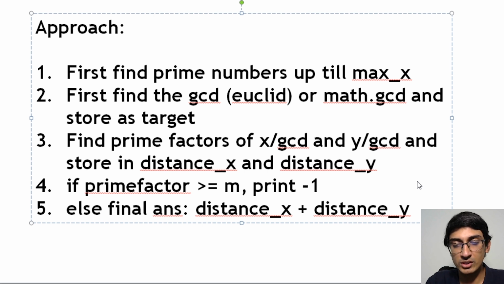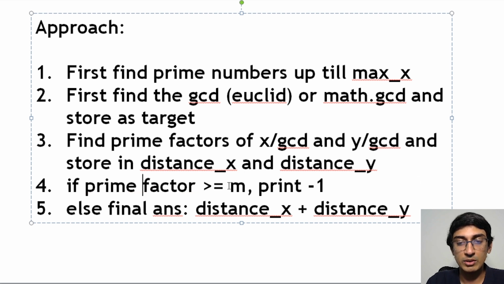We'll find the prime factors of the targets, and after doing that we'll check if any of the prime factors is greater than or equal to m. If it is greater than or equal to m, we print -1, otherwise we'll just add distance x plus distance y. So I'll show you the code for this one.